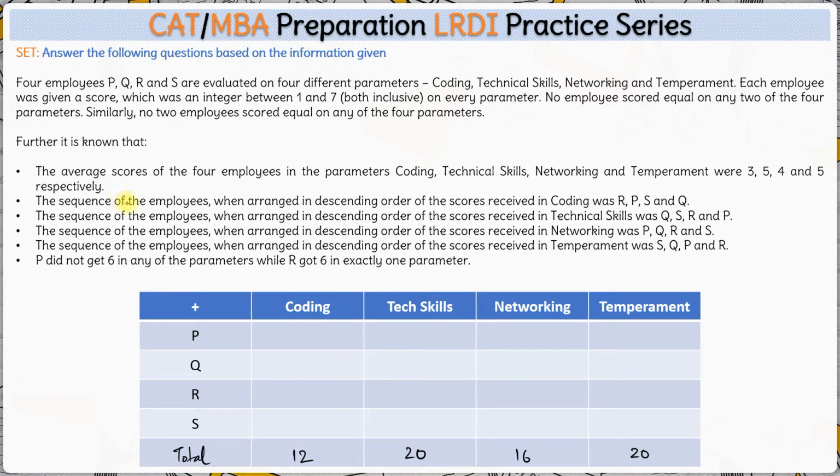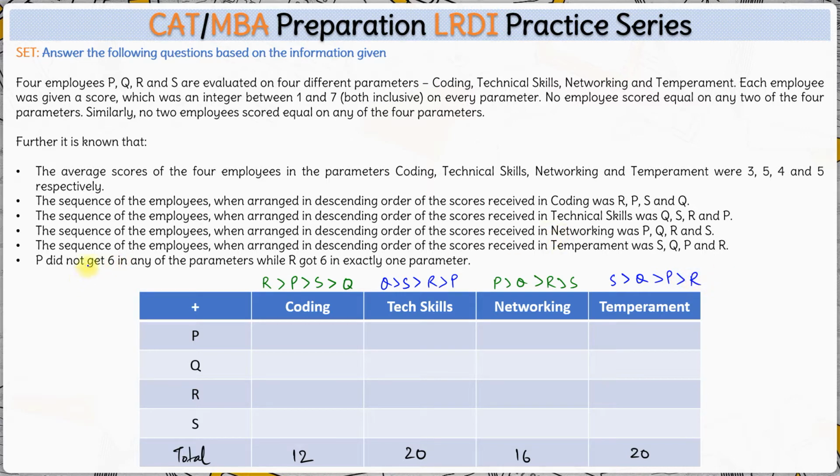Next. The sequence of the employees when arranged in descending order of the scores received in coding was R, P, S, Q. That means R received the highest in coding, then P, then S, and then Q. And the same thing is known for the other parameters as well. For technical skills, the order is Q is the highest, then S, then R, then P. For networking, it is P, Q, R, S, and for temperament, the highest is S, then Q, then P, and then R.